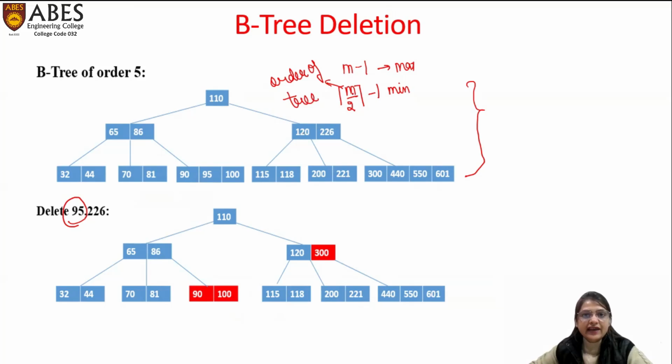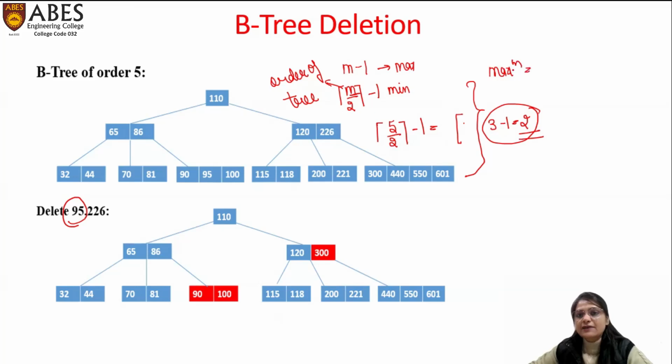Okay. Here the m value is given as 5. So our node can have 5 by 2, which is 2.5. Okay, the upper bound we have to consider, that will be 3. 3 minus 1 gives 2. So it means a node should have at least 2 keys and a maximum of m minus 1, which is 4 keys. Okay, minimum is 2 and maximum is 4.